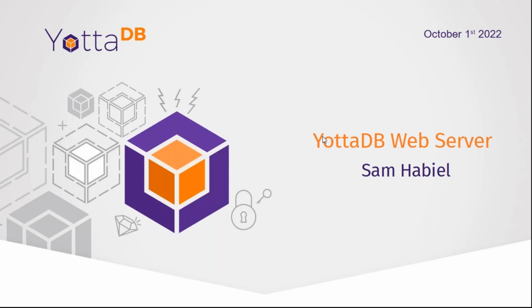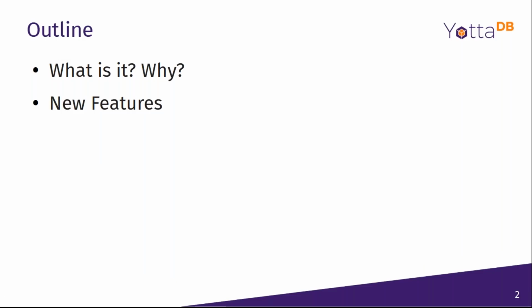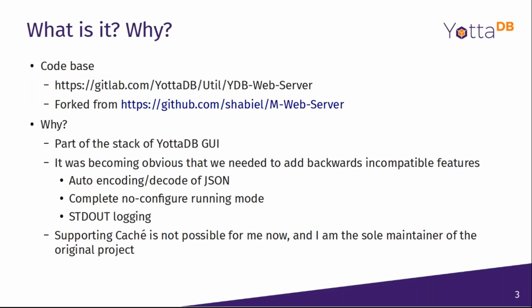So this presentation is about the YottaDB web server. It's a fork of the M web server. I'll tell you why I needed to fork it. We are using it in the YottaDB GUI, and it has become obvious that we needed to add several backwards incompatible features. We wanted auto encoding and decoding of JSON, because it was becoming really old to do it for every single request.